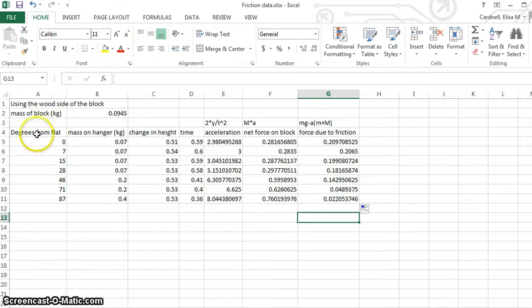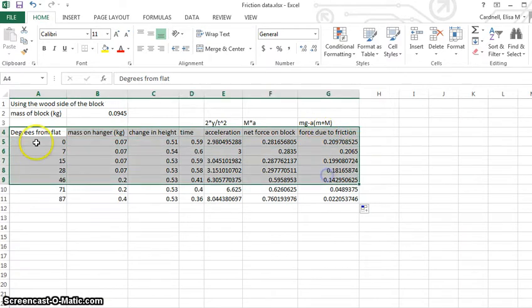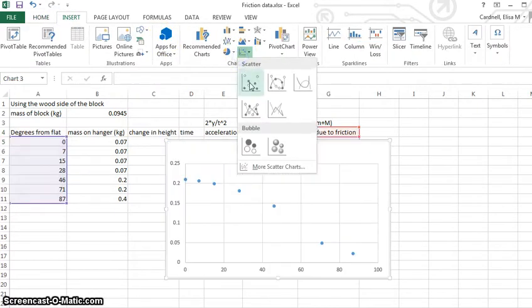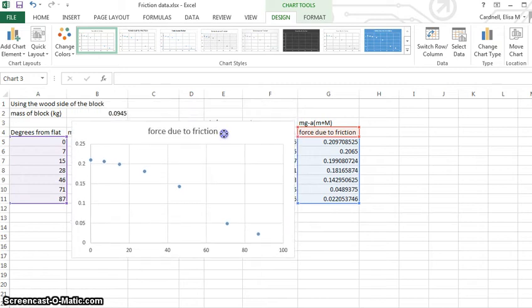So let's graph the degrees versus, I want control, not shift, sorry about that. Degrees versus the force due to friction. So I'm going to insert a scatter plot. Well, that's kind of interesting looking. It looks kind of like a downward parabola, but not quite.